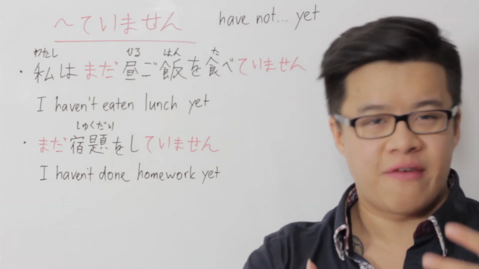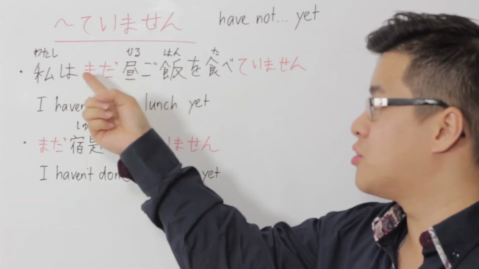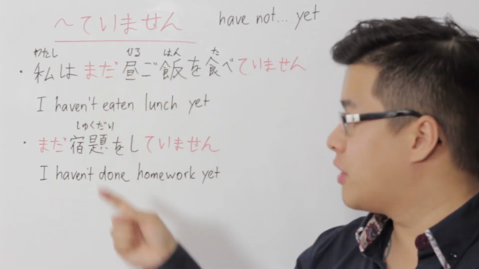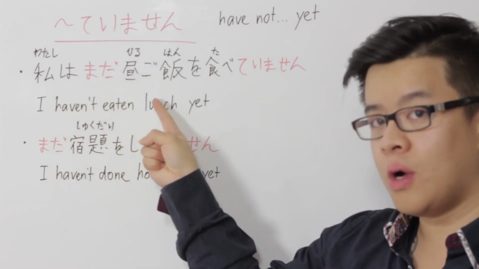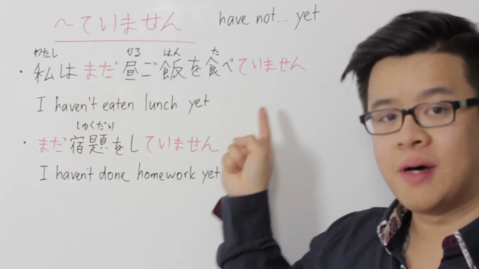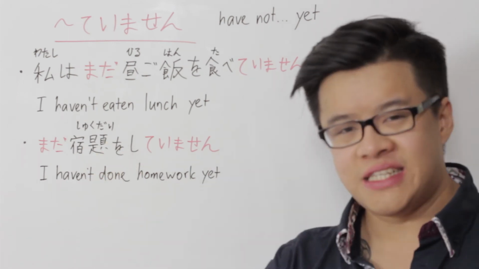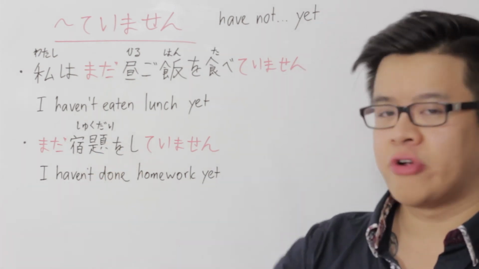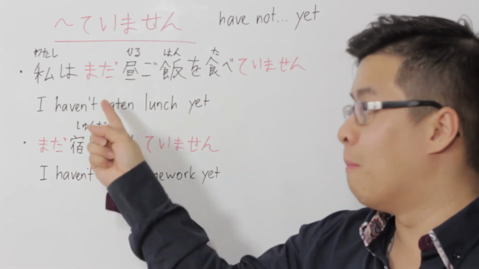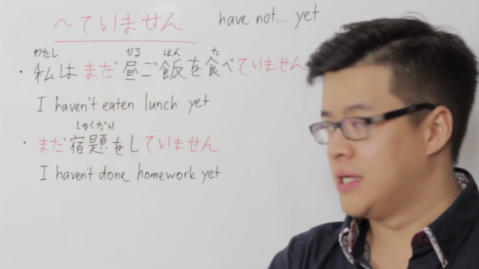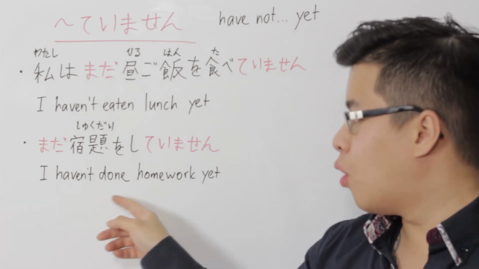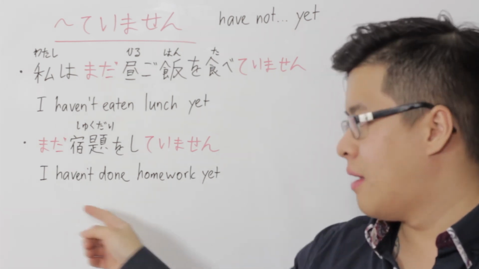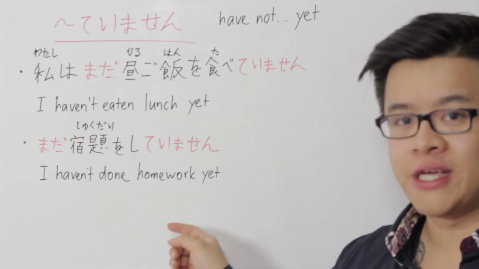If you want to say that you haven't done something yet, you need the construction te imasen. For example, 私はまだ昼ご飯を食べていません. I haven't eaten lunch yet. So this construction is often used with the word mada, which means yet. Second example, まだ宿題をしていません. I haven't done homework yet.